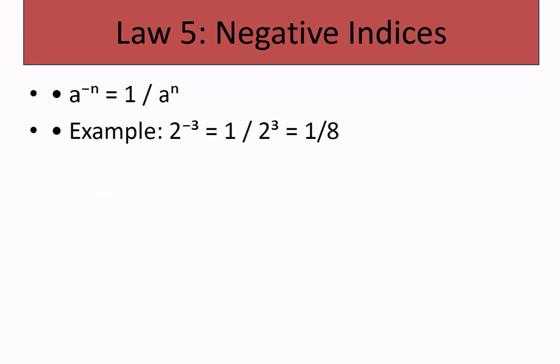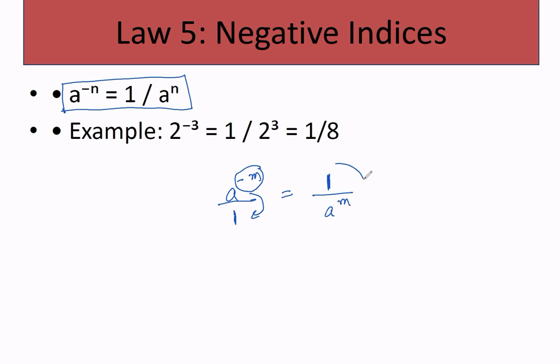Now negative indices. Negative indices means, as I already said, this is not a new rule. You have already learned that, for example, a power minus m, you have to bring this into the denominator. Okay, so whenever you are changing the position of anything, you have to change the sign of it. A power minus m will become a power positive m.